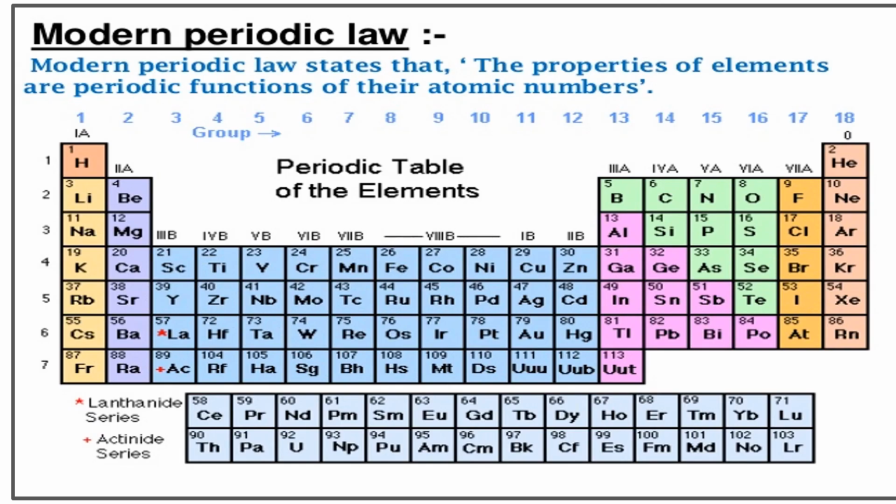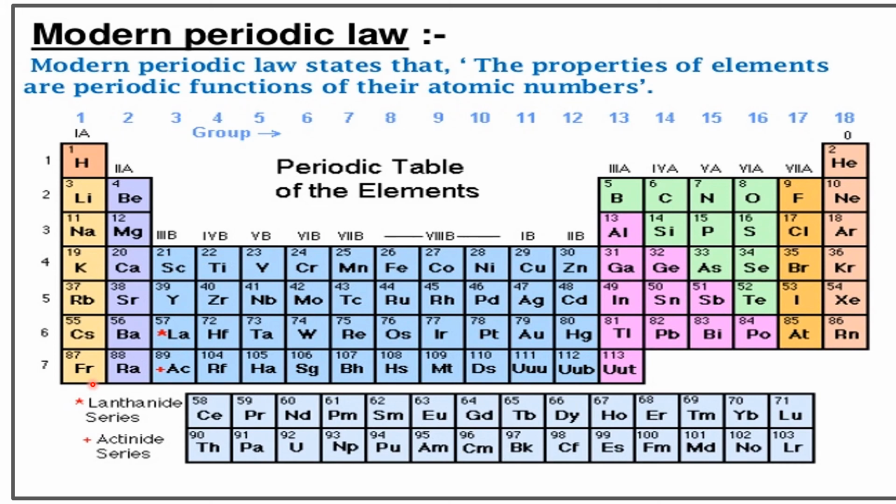Now let's see the modern periodic table. So by now you know that in the modern periodic table 7 periods are present. This is the first period, which has two elements, hydrogen and helium. Second period, lithium to neon. Then third period, sodium to argon. Fourth period, potassium to krypton. Then fifth period, rubidium to xenon. Sixth period, cesium to radon. Seventh period is from francium and it is an incomplete period.